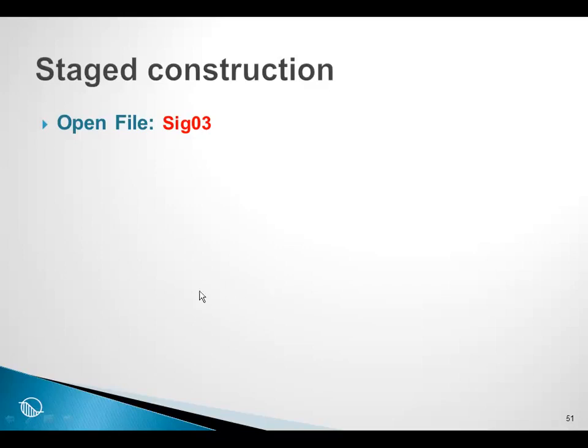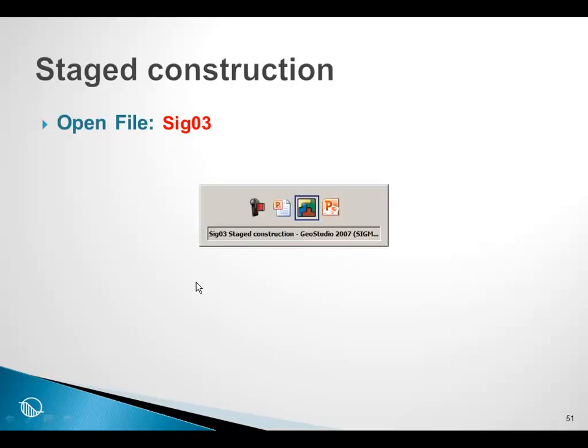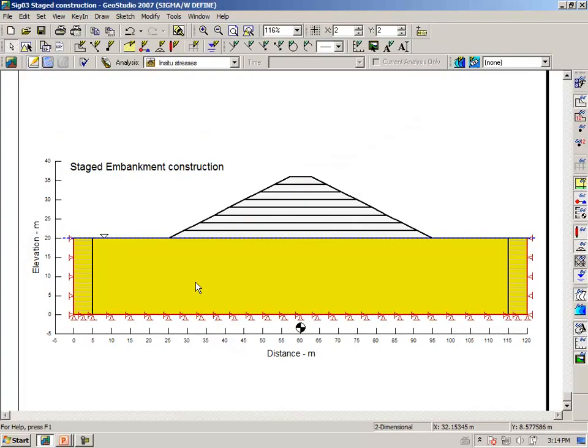Going to GeoStudio then and opening file SIG03. The problem has already been defined. All the regions have been defined. The infinite element regions have been defined. We will start by establishing the in situ stress state before we start placing on the embankment.